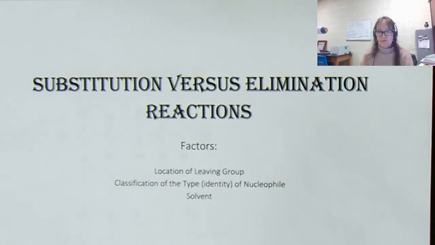Those factors include the location of the leaving group, whether it's on a primary, secondary, or tertiary carbon, how you classify the type of nucleophile. Is it neutral? Is it an acid? Is it a weak base? Is it a strong base? Is it very bulky and sterically hindered? And then also what kind of solvent is present.